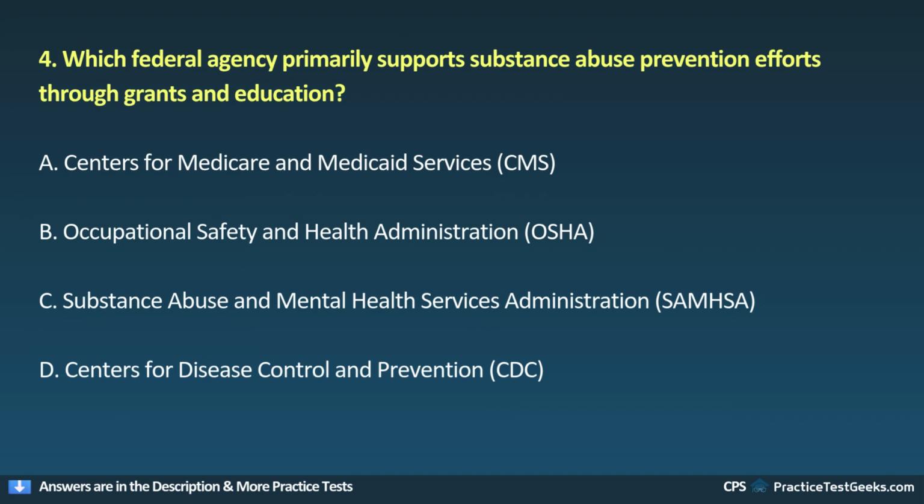4. Which federal agency primarily supports substance abuse prevention efforts through grants and education? A. Centers for Medicare and Medicaid Services, CMS. B. Occupational Safety and Health Administration, OSHA. C. Substance Abuse and Mental Health Services Administration, SAMHSA. D. Centers for Disease Control and Prevention, CDC.